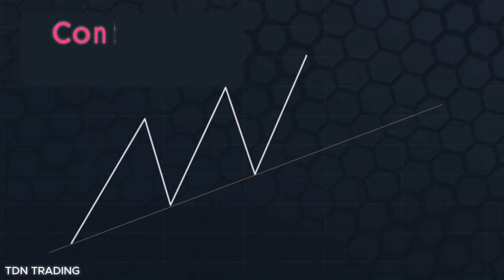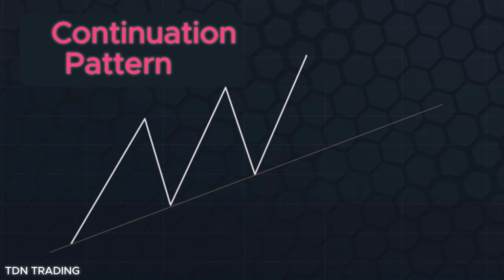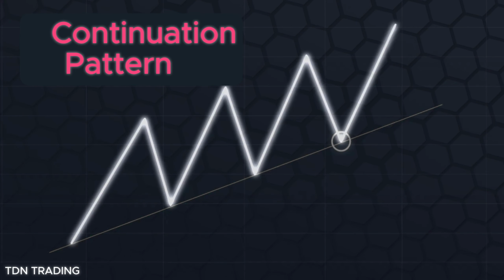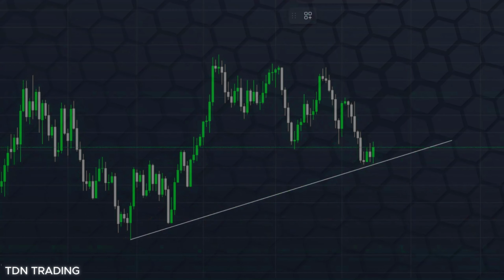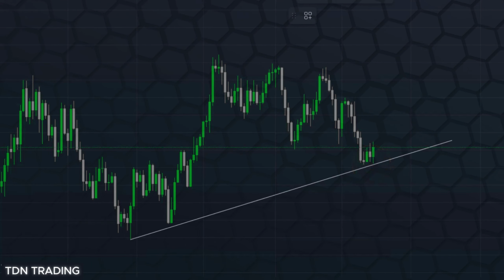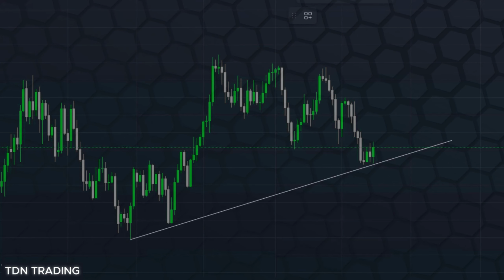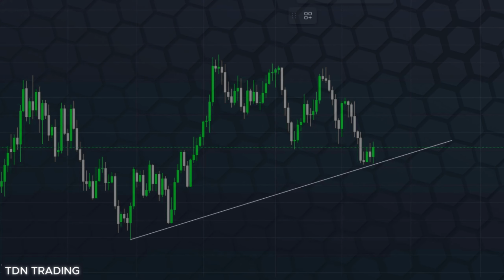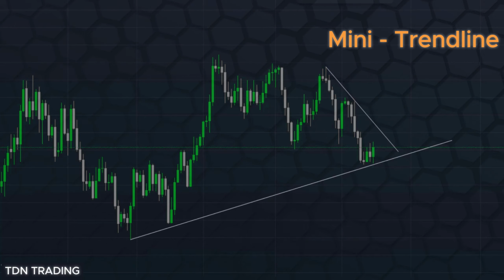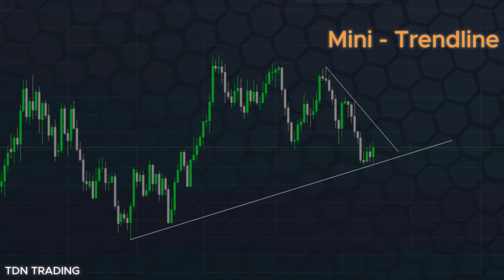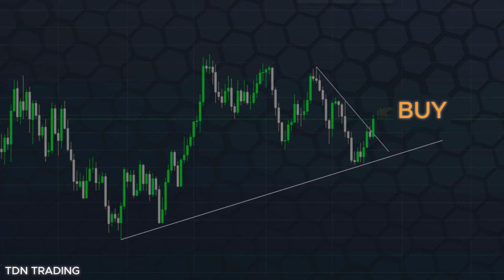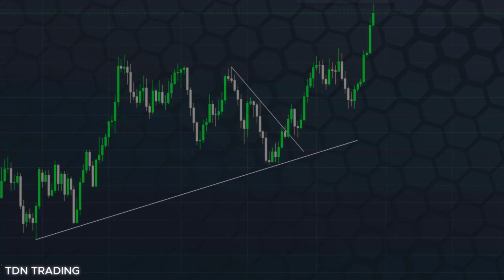So first, let's start with the continuation pattern, which is a pattern that occurs when price bounces back to the direction of a trend right after hitting a trend line. Now remember, you cannot immediately take a position just because the price hits a trend line. You need to use other price action techniques to confirm your analysis. And a good technique that you can use to confirm a continuation pattern is by drawing a mini trend line right at the pullback. The next step is to wait for the price to confirm the continuation pattern by waiting for it to break out of the mini trend line. Once the pattern is confirmed, you take a buy position and watch price move in your favor.